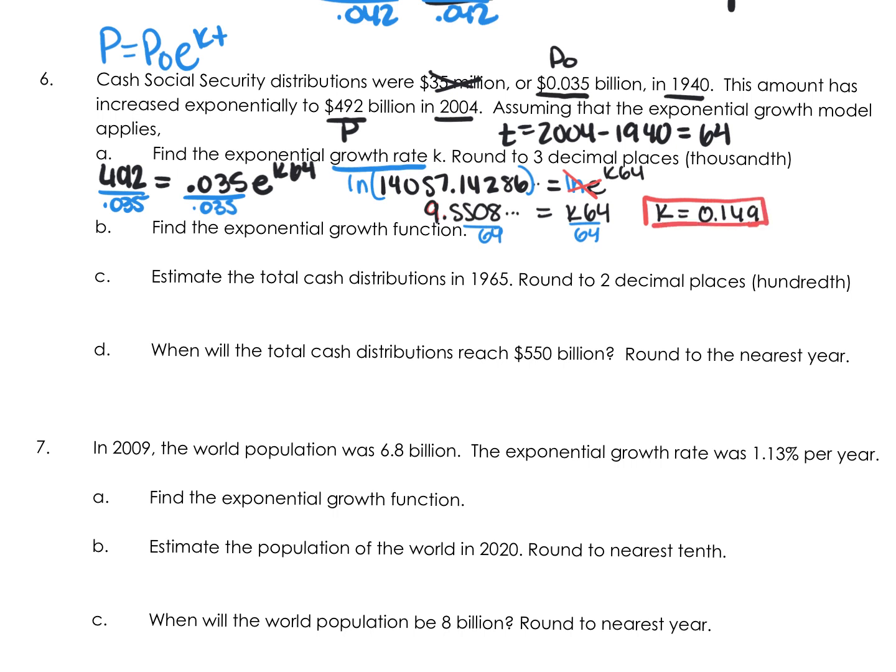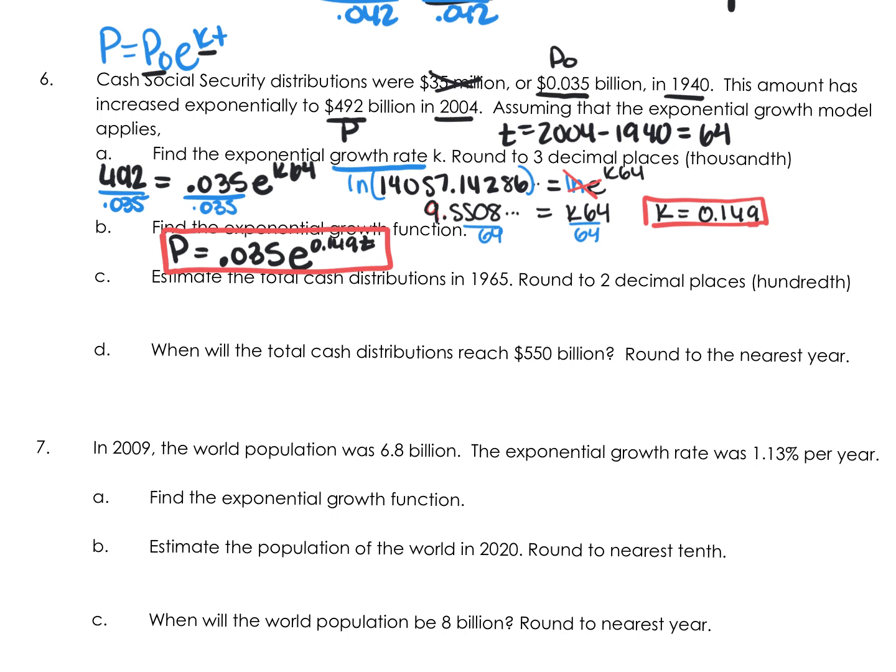So then it asks in B to find an exponential growth function. So that's just going to be replacing P0 and K. So we'll leave P. P0, our starting amount, is 0.035, and our K that we just found is 0.149t. And that's positive because this is growth, so that's good that our K is positive. So for the next one, we can use this equation to solve the next couple questions. That's why we find it.